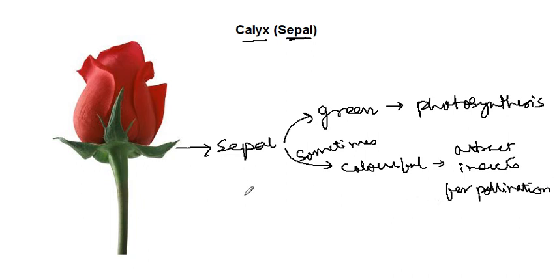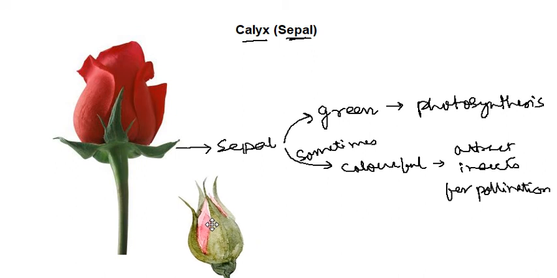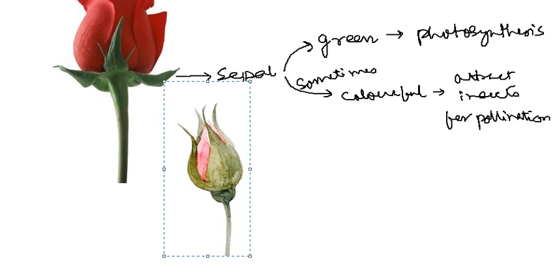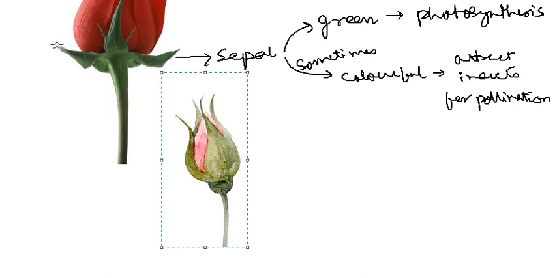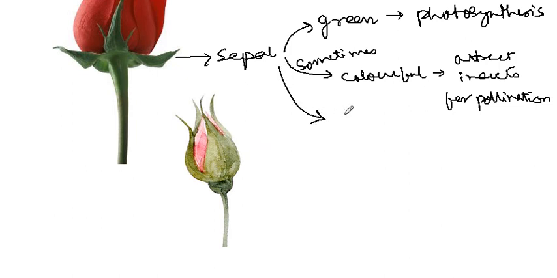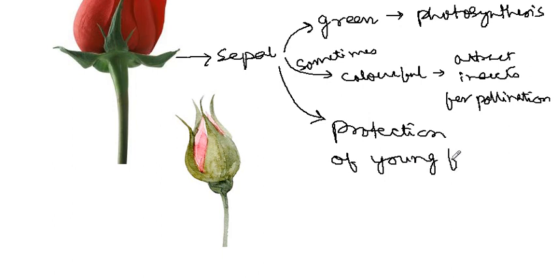And what we can also see is that in a young floral bud, it completely covers all the floral parts. So that means we can say that the sepal is also responsible for protection when the flower is very young. So protection of young floral buds.